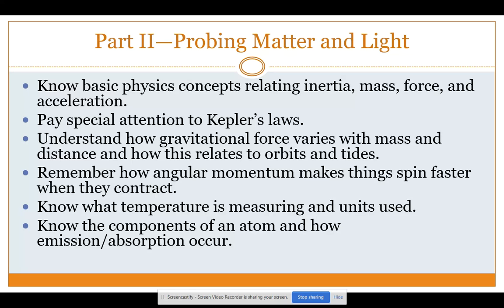All right, probing matter and light. Moving into the way we observe. Astronomy is largely observational. What can we learn about distant stars? Only what we can receive through telescopes. So we had to learn about telescopes. We learned about the different wavelengths that we can use for telescopes: visible telescopes, infrared telescopes, X-ray telescopes.